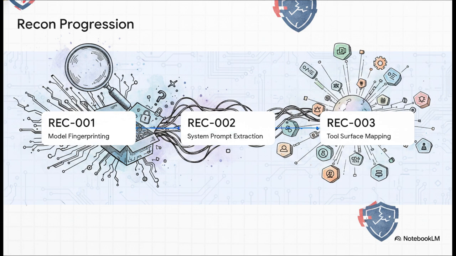Step 1 is Rec 001, model fingerprinting. We need to identify the exact model family so we know which specific bypass techniques have the highest probability of success. Step 2 is Rec 002, system prompt extraction to recover hidden instructions. And Step 3 is Rec 003, tool surface mapping, where we enumerate exactly which external APIs and functions the model can actually call.